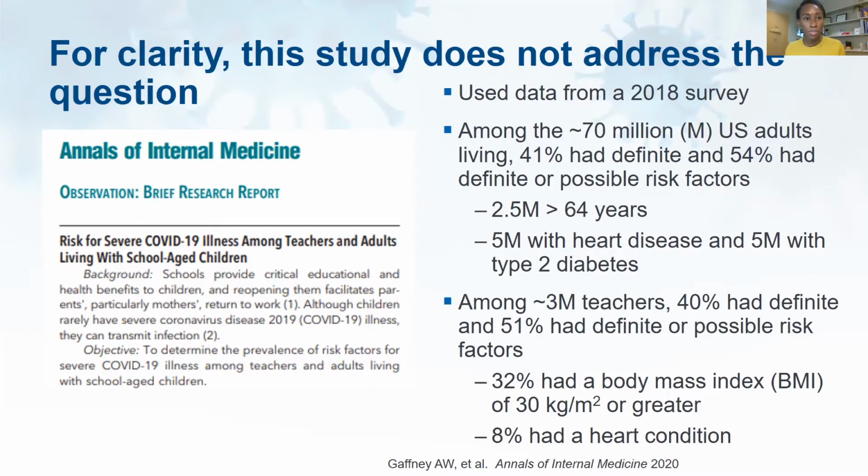And they subcategorized that survey into the number of people in the US population that are teachers, and then estimated that amongst teachers, we would expect that 32% of teachers have a high BMI or have a heart condition, which could increase their risk for COVID-19. But it does not answer the question about what is the risk associated with being in school or being a teacher if schools reopen, so to speak.